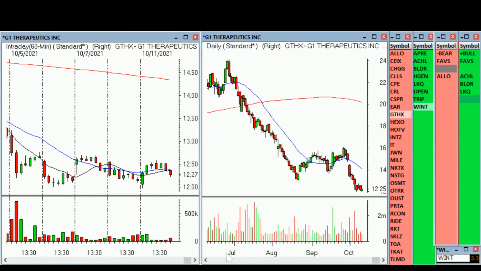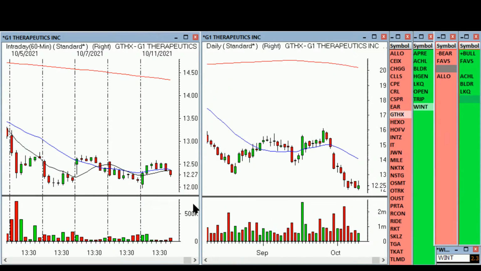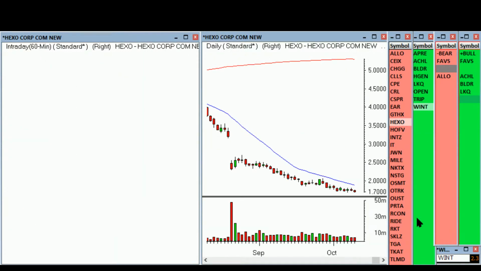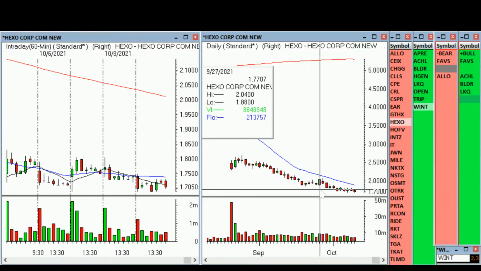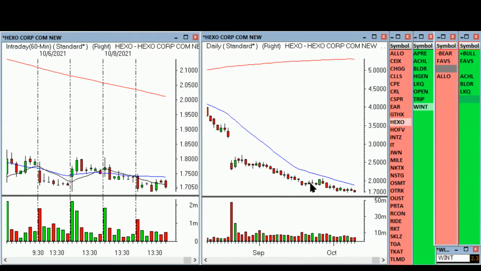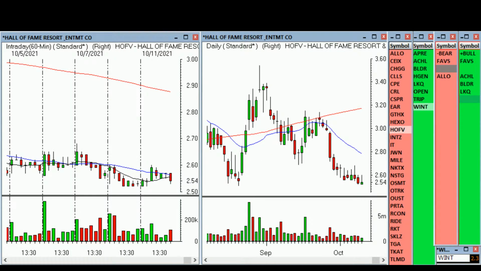GTHX is a base breakdown, but it's not a pretty base. It's also extended. Notice the breakout failure right here. Broke out and then complete failure. So this one, no. We had the Hexo short for a while and then I got trailed out. I believe this day, but I'm not 100% sure. We had a short from back here. It looks like it's going to zero. That's a cannabis stock. All the cannabis stocks look horrible. So feel free to get back in it one more time. That looks lower, but doesn't have a precise entry.